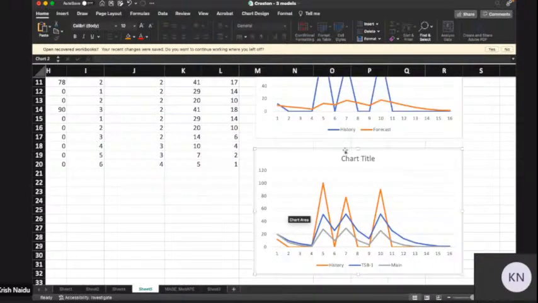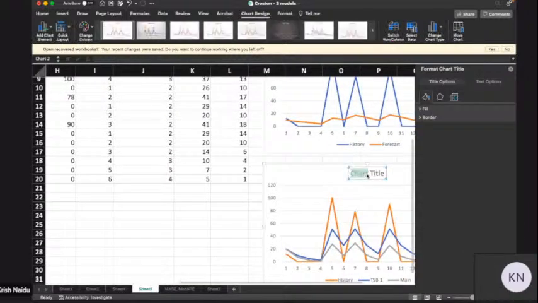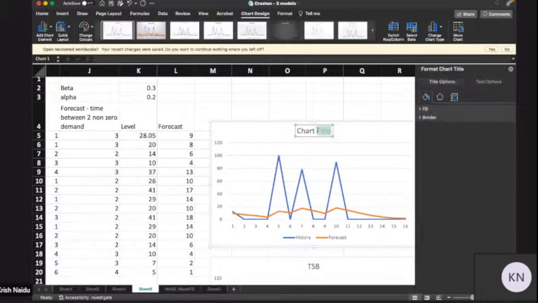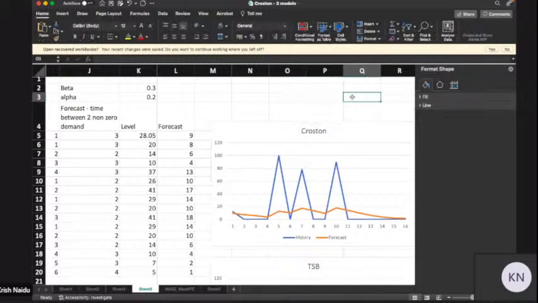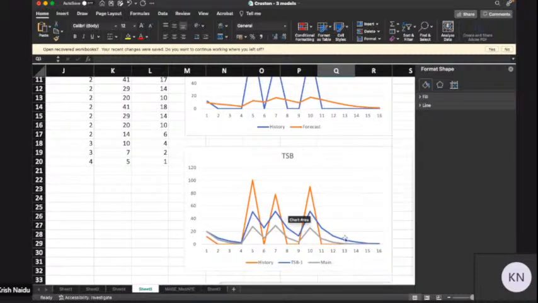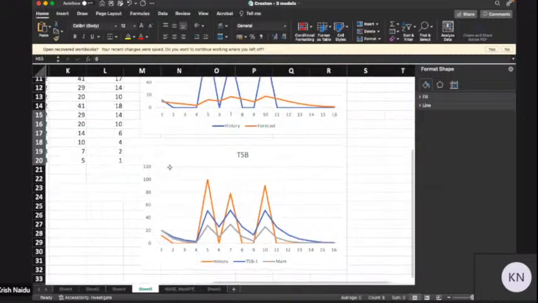Okay, so now look which one is better. This is our TSB model. And this is our Croston model. Which one is decaying faster? Suppose we have an obsolescence here, right? This is an obsolescence. So what we want is a fast decay of the forecast.